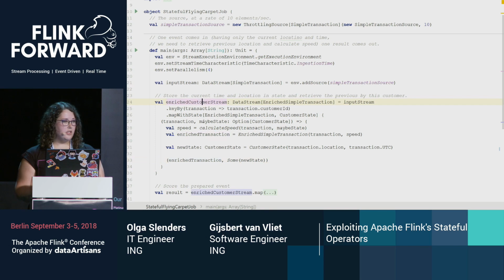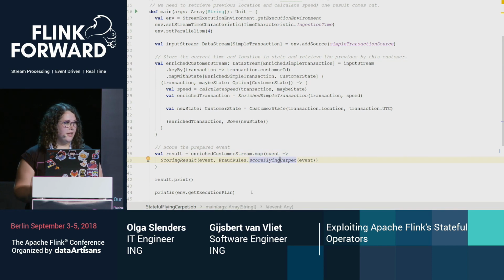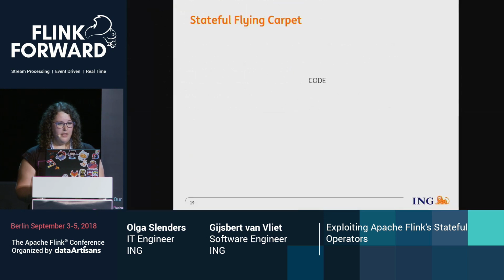Now we have this enriched customer stream with a speed, and then we just simply map it and score the beautiful flying carpet model with it. By the way, the code is on GitHub, so you can check it out and see for yourself how it works later. And for now, that's all on the code part.